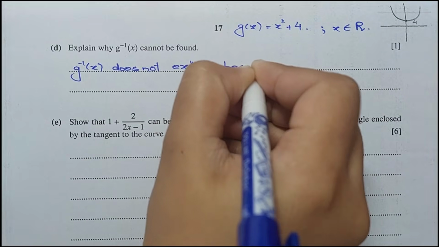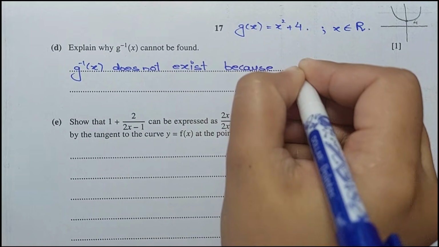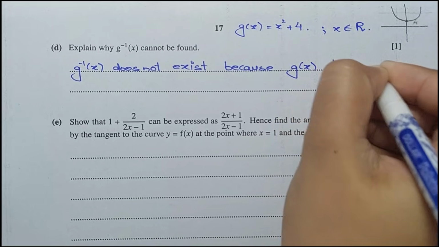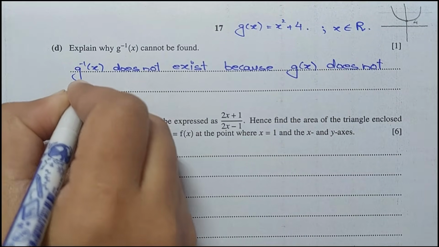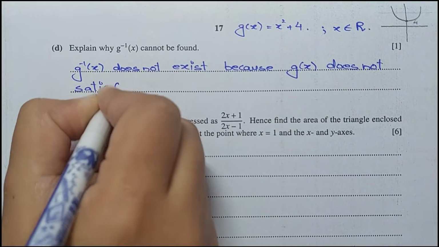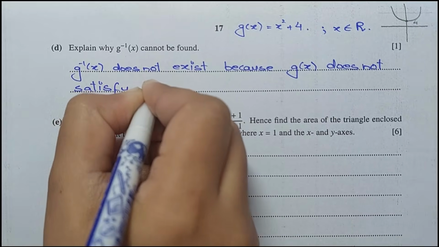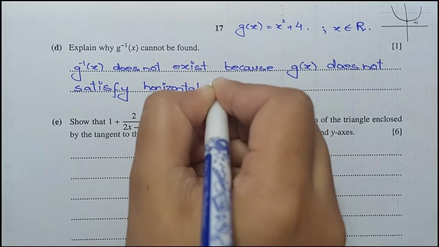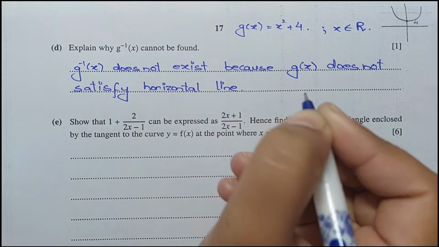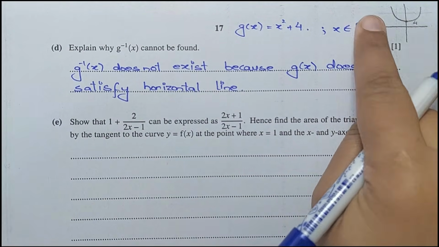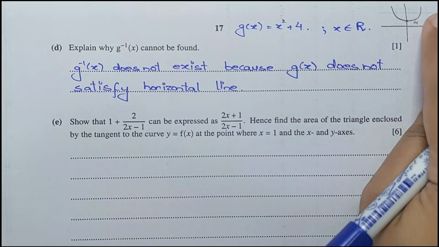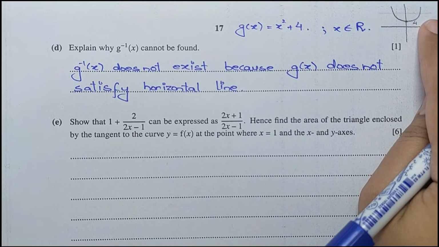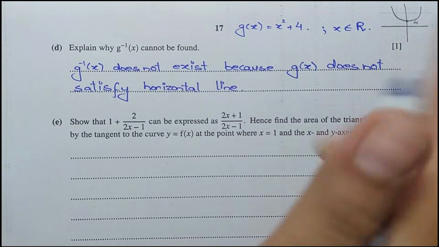because g of x does not satisfy the horizontal line test. When the graph of a function satisfies the horizontal line test, then the inverse of that function exists. If it does not satisfy the horizontal line test, then the inverse does not exist.